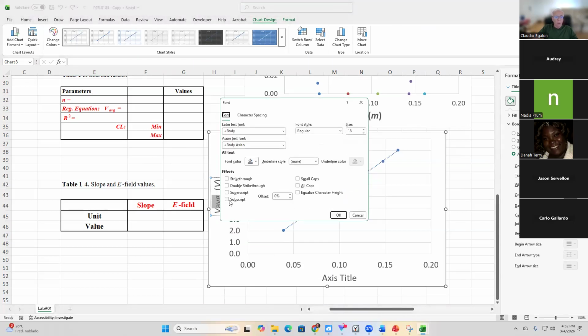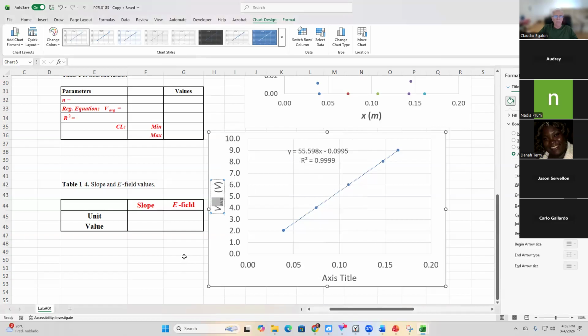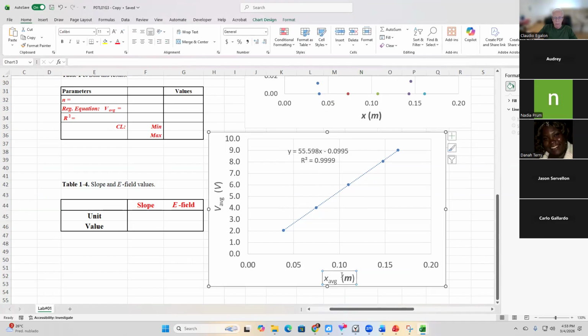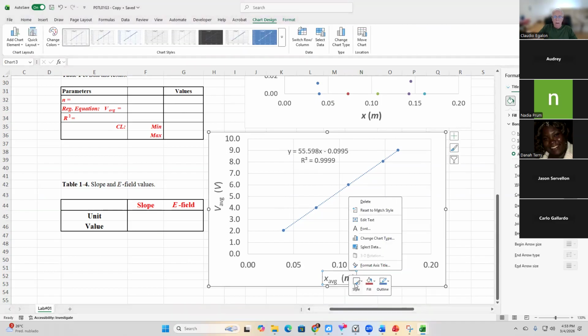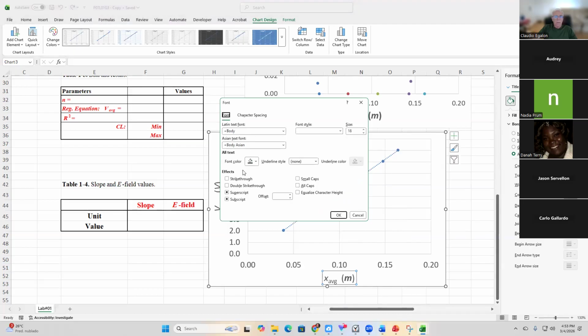Font, subscript, click OK, VAVG. If here is VAVG, in the other one it's going to be XAVG. Here you go. And the unit for XAVG, AVG for average, is going to be the meter. Let's not forget, you gotta boldface it. Boldface to make it look nice.